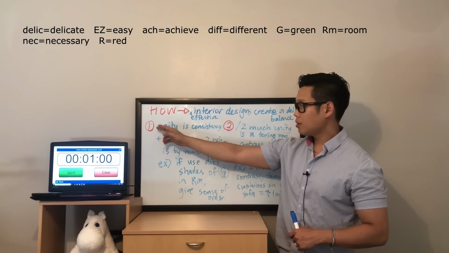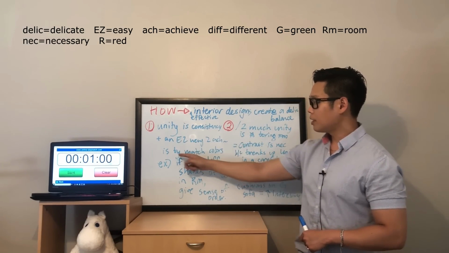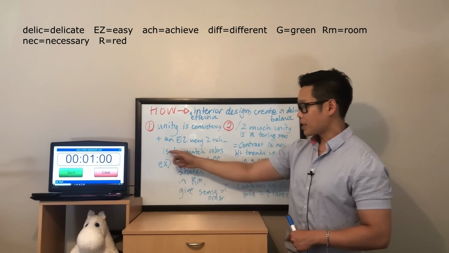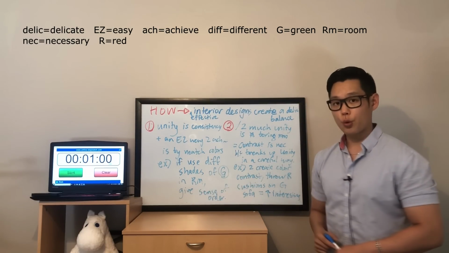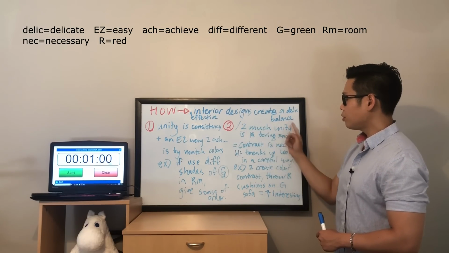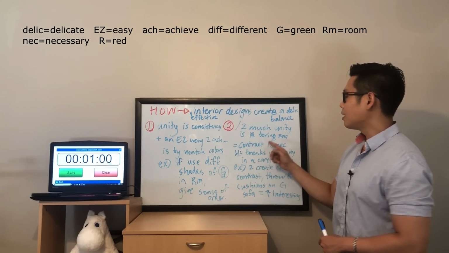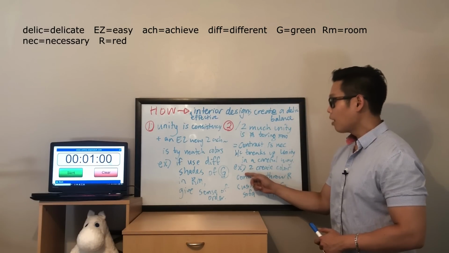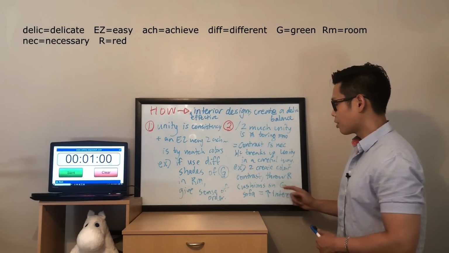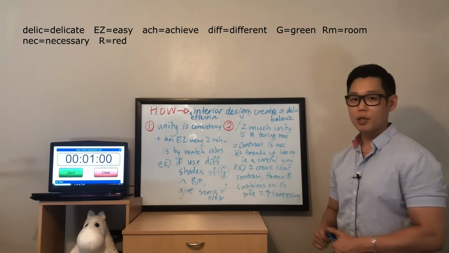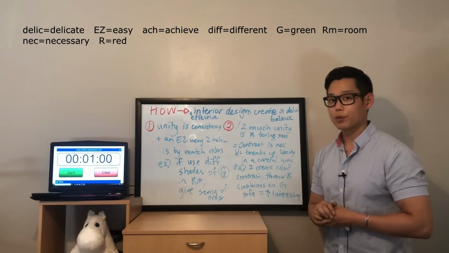Now over here I'm going to say, to begin with, unity is consistency. And an easy way to achieve unity is by matching colors. For example, if we use different shades of green in a room, we can give the room a sense of order. However, too much unity is often boring. Hence, contrast is necessary because it breaks up unity in a careful way. For example, in order to create color contrast, we can throw red cushions on a green sofa, which makes the room much more interesting. All right, now let's see how I package this together in a nice sample response.